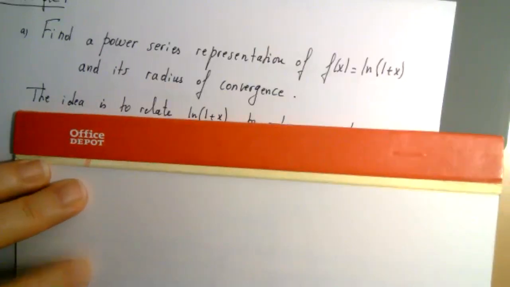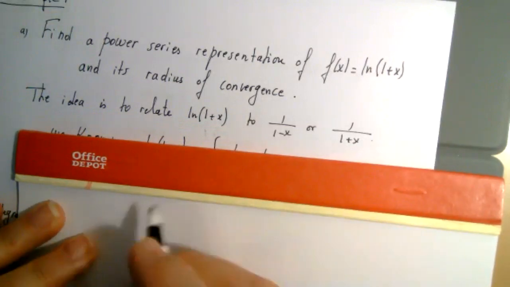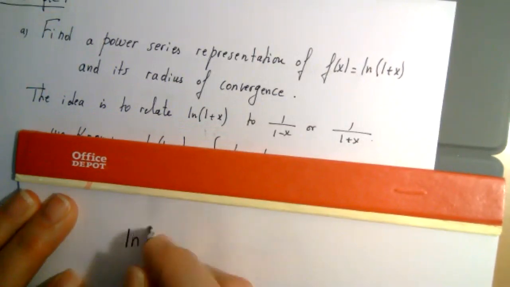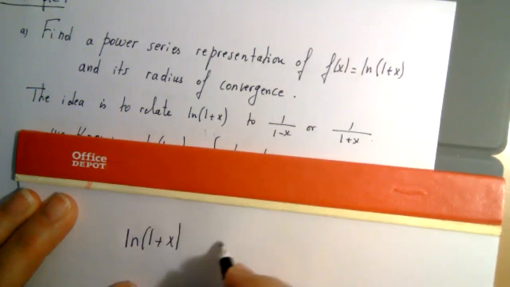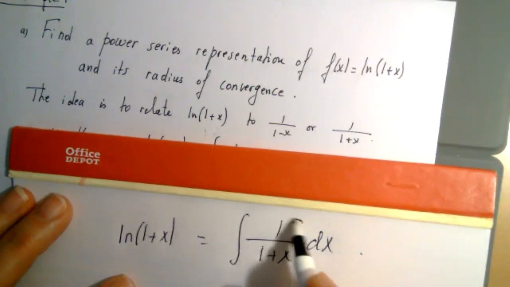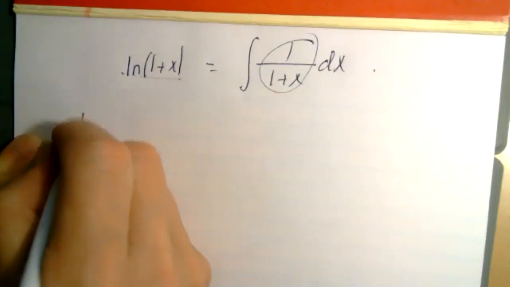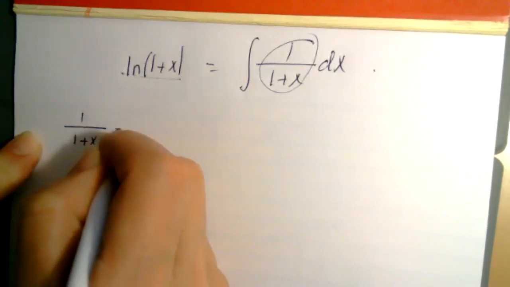So we need ln of 1 plus x. My first step is to relate. So the relationship was that the ln of 1 plus x, up to a constant, and I will talk about that, is basically the antiderivative. And now the way we're going to work is the following. I'm going to start with 1 over 1 plus x, the power series. Then I'm going to integrate term by term. And then I will get the ln of 1 plus x.